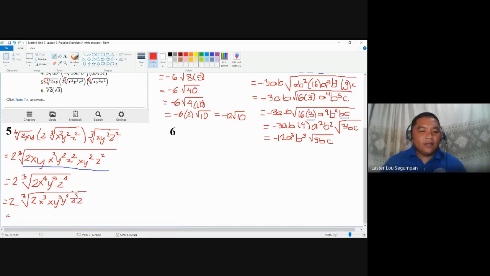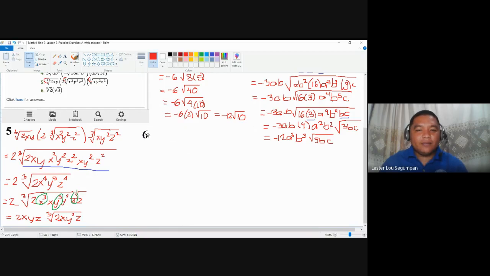And then this becomes 2. These can be simplified. So you have here x from x cubed, y from y cubed, and z from z cubed. And what remains inside are another 2, x, y squared, and then z. This is the answer for number 5. Again, take your time.